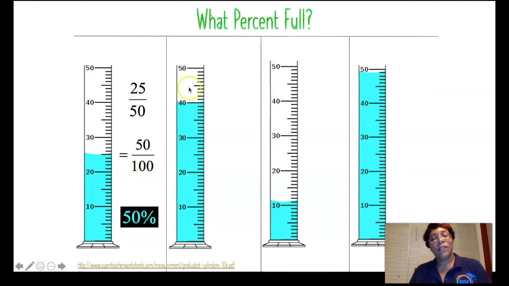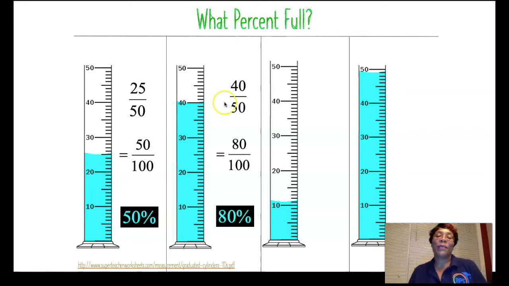Great. So let's look at this one. Again, I'm going to take a look at my whole, what I'm looking at for my denominator, and what part is full, which is 40. So this is going to give me 40/50ths. I want to change this to out of 100, so I can multiply both my numerator and my denominator by 2. And I get 80/100ths. So what is that as a percent? Easy peasy. 80%. Good job.